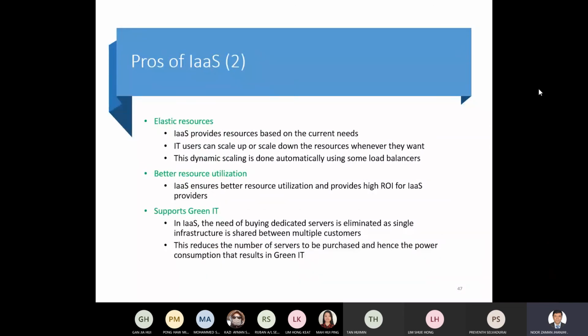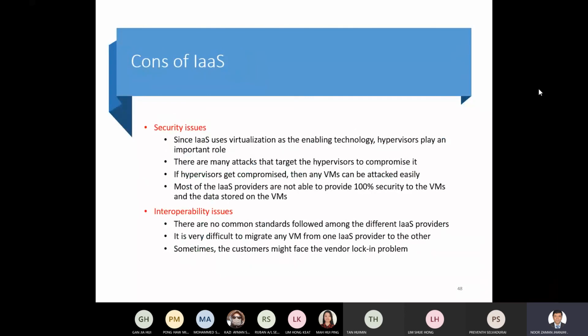And it is elastic, and we can utilize the resources in a better way, and it also supports green IT. What that means is we can save resources, money and time. Resources are elastic, meaning whenever we require more, we can go more. A metering system is there, and whenever we use more, we pay more. Otherwise, we pay less. So if we utilize the resources better, we can pay less. These are the good options in this one.